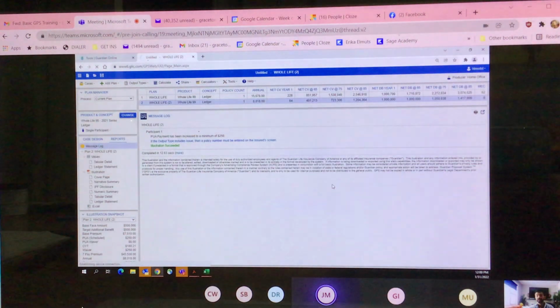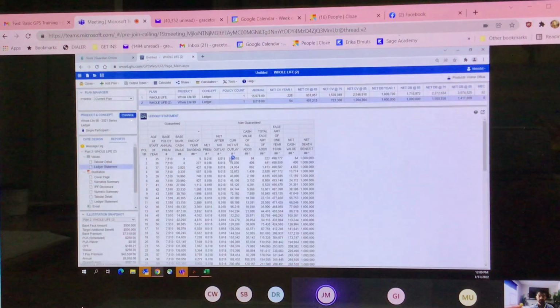So going into the ledger statement, about half of the premium, because we're only doing about half of that whole life amount, $1 million. The other half is term, and notice what happens here.